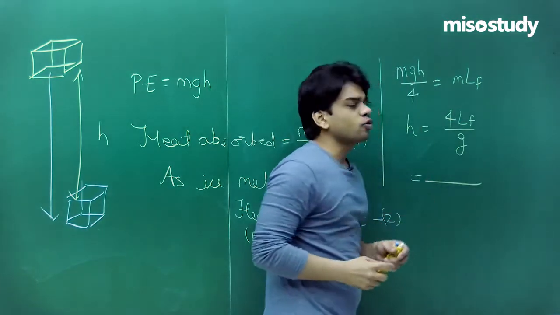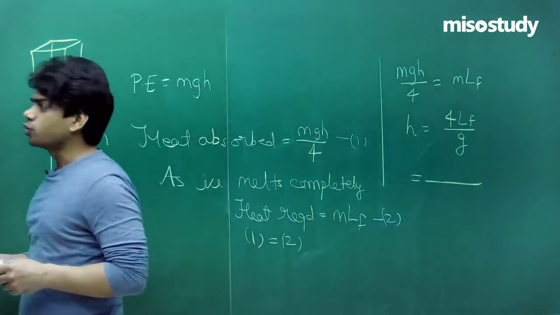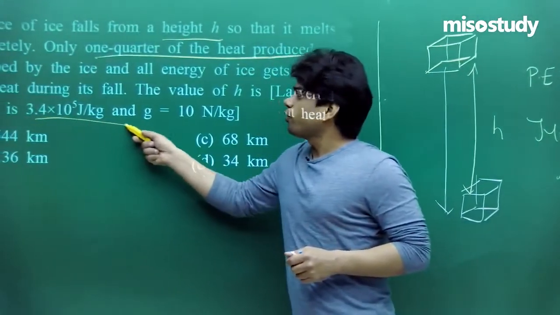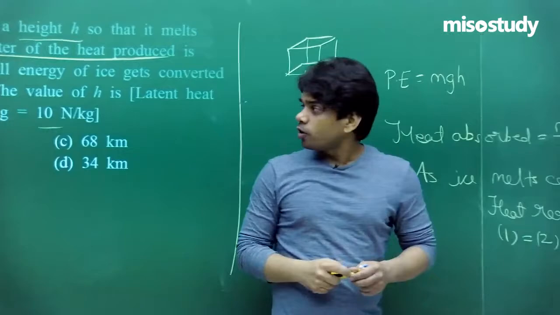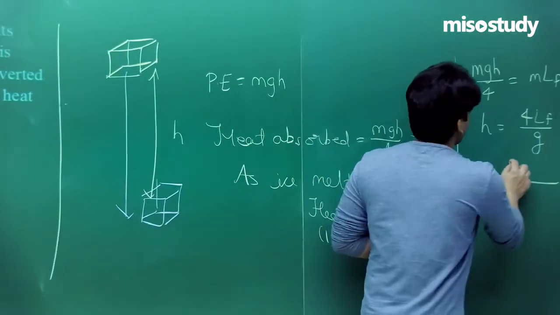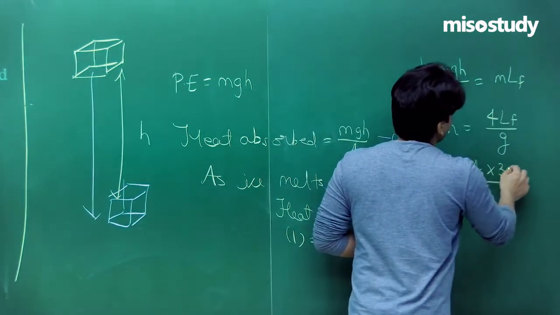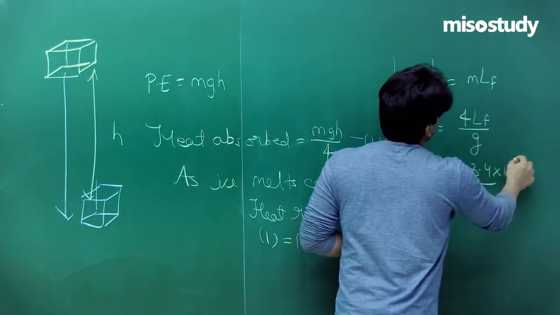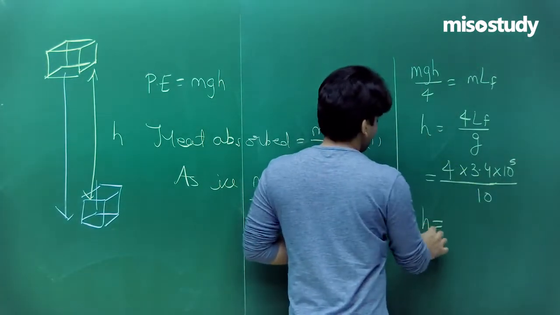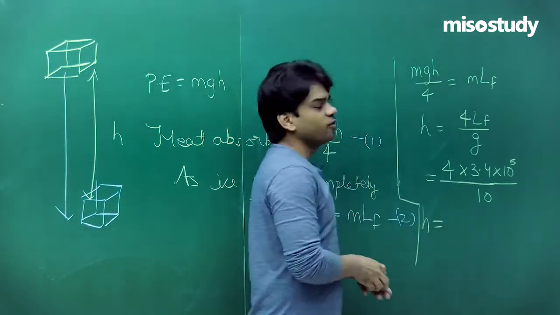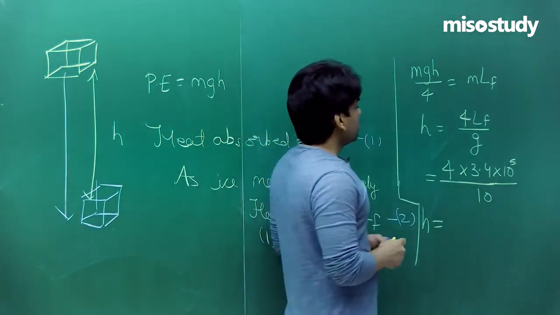Now put in the values. Lf is 3.4 into 10 to the power 5 in SI units, and g is 10. So we have 4 into 3.4 into 10 to the power 5 divided by g, which is 10. I believe you can clearly calculate this.